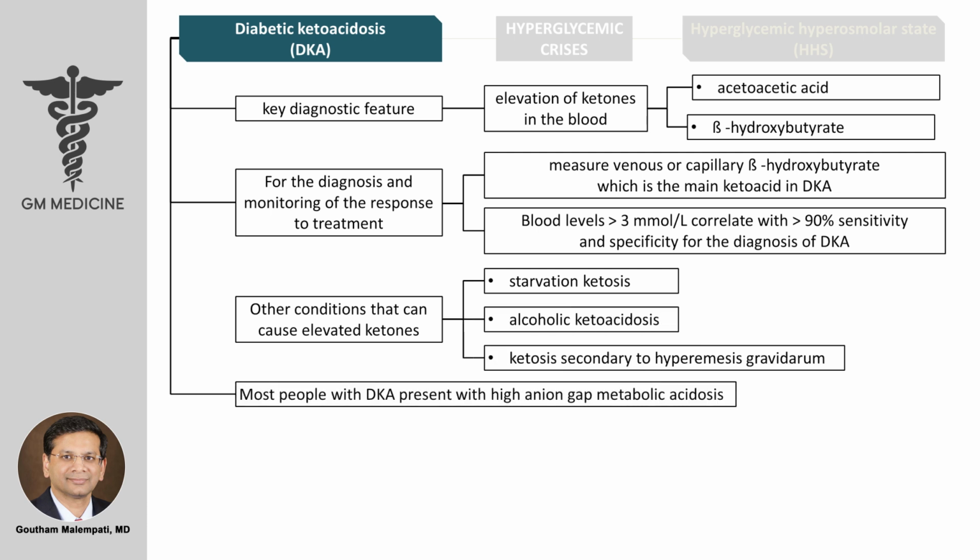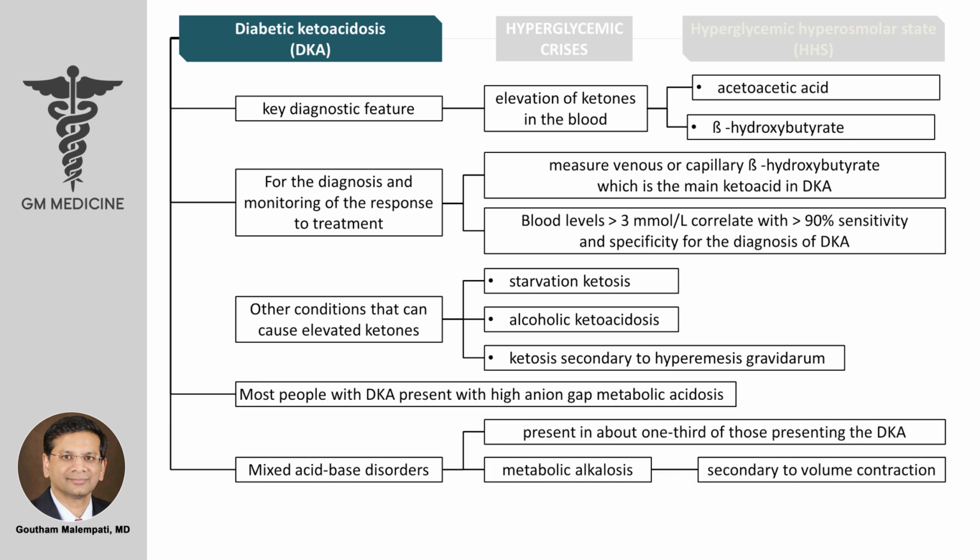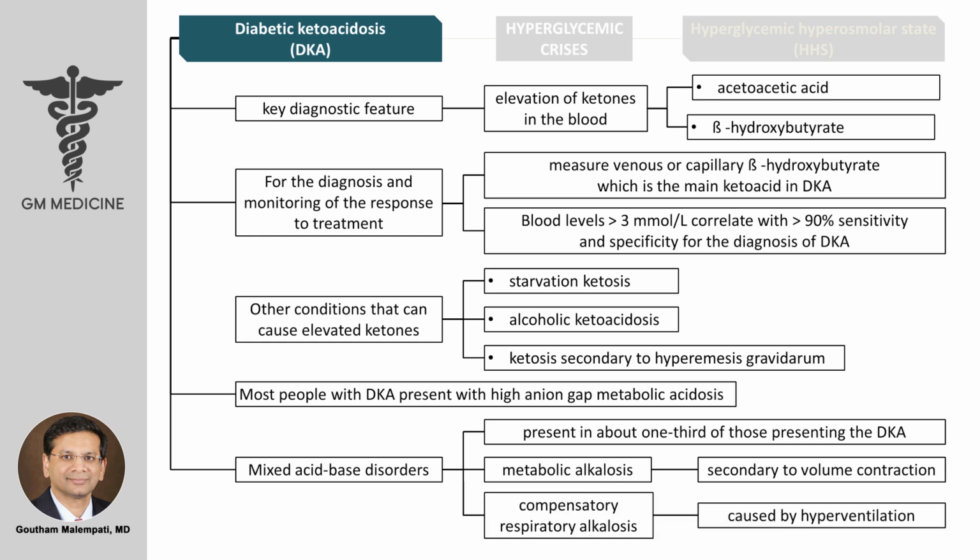Most people with diabetic ketoacidosis present with high anion gap metabolic acidosis. However, mixed acid-base disorders are present in about 1/3 of those presenting with DKA. They include metabolic alkalosis secondary to volume contraction and compensatory respiratory alkalosis caused by hyperventilation.